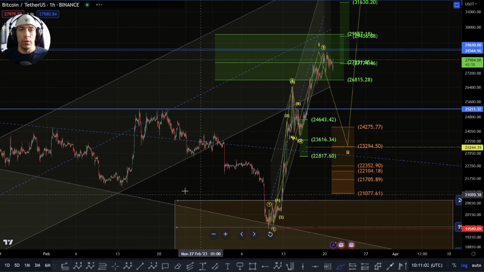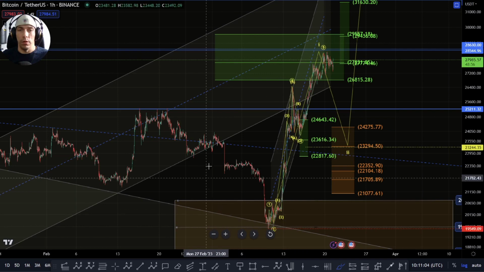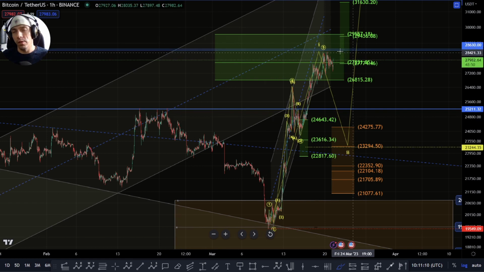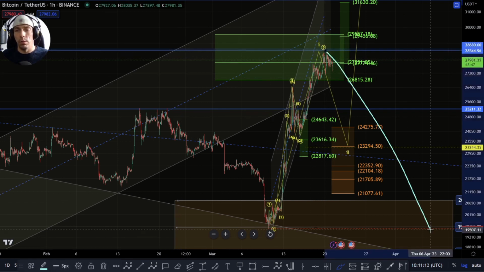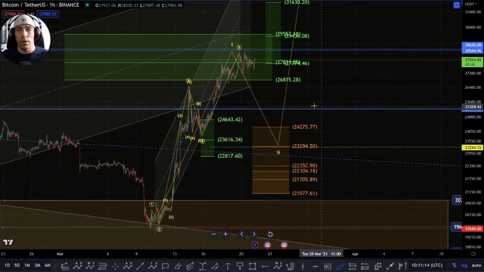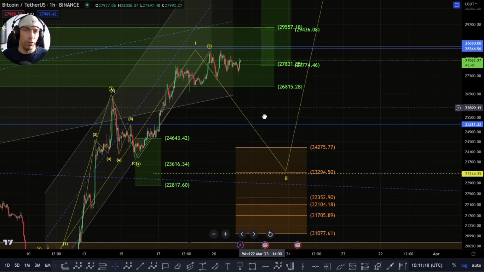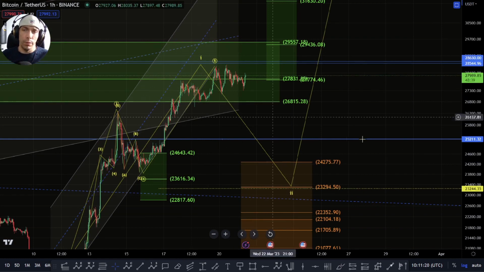Alternatively, for as long as we hold this zone, we could also argue that within here this is a wave two, and we're getting ready to start to move to the upside. This could also be a B wave and a C wave, and then actually we look to break down as well. So we're going to have to give it a bit of space here and see exactly what the markets show us. We're sitting right in this choppy little area here.